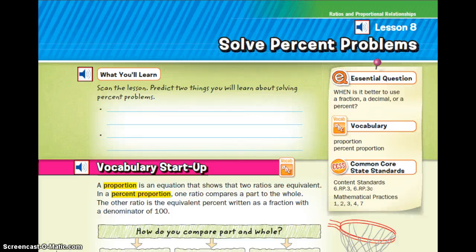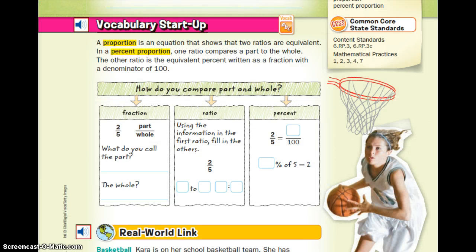We're on Chapter 2, Lesson 8, Solving Percent Problems. Please turn to page 155. Before we start this lesson, I want to talk about the vocabulary.